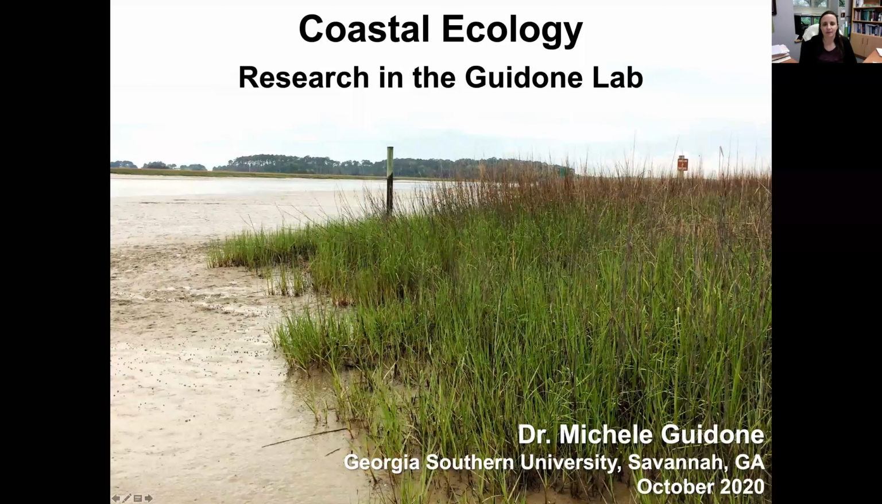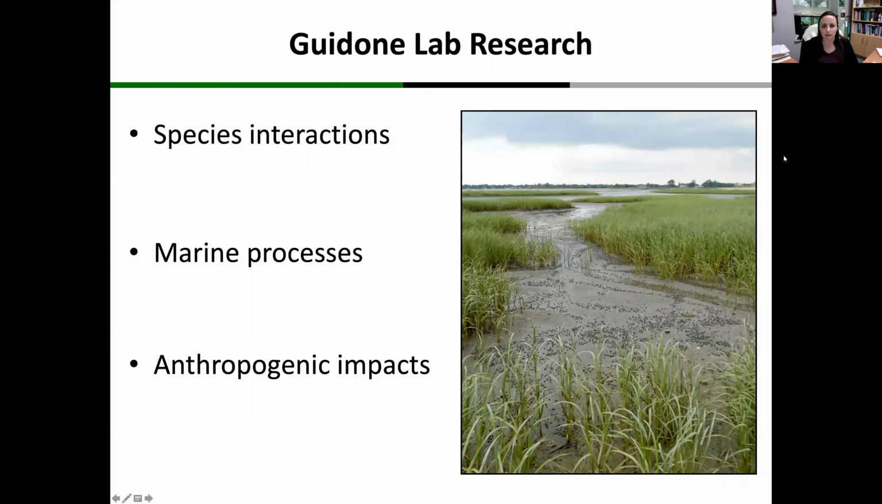Hey everyone, I'm Dr. Guidone, and I'm here to tell you a little bit about the research that goes on inside my laboratory. Within my lab, we do a lot of work in the coastal marshlands, and we've studied a number of things out there, mostly with this plant that you're seeing pictured here, Spartina alterniflora, which is within our local marshes, the most abundant plant in the low marsh zone.